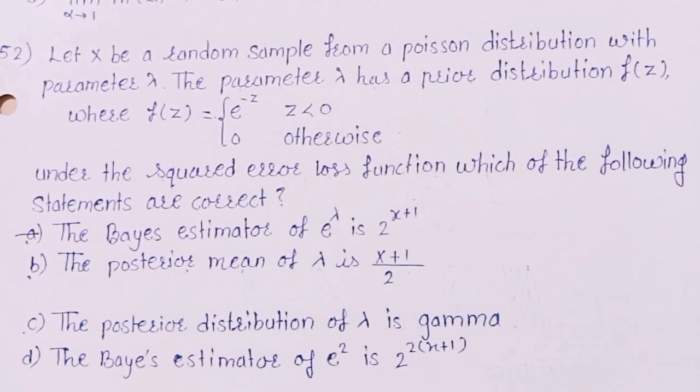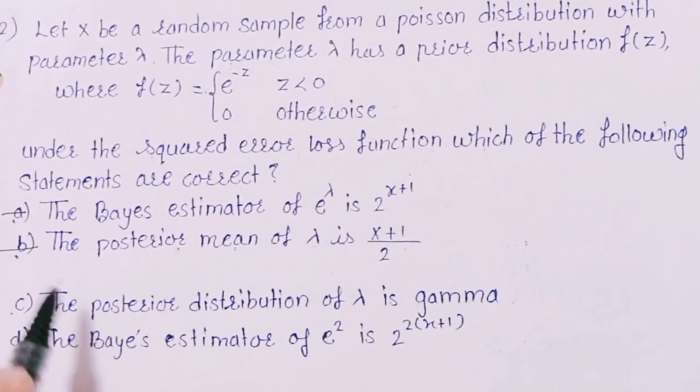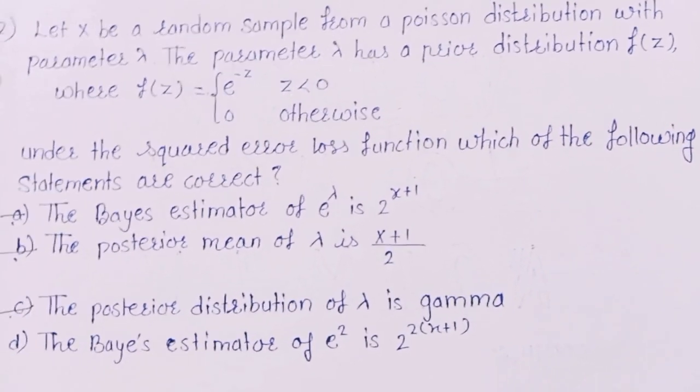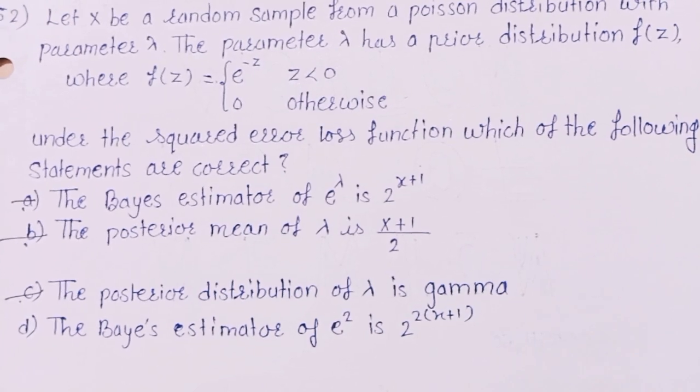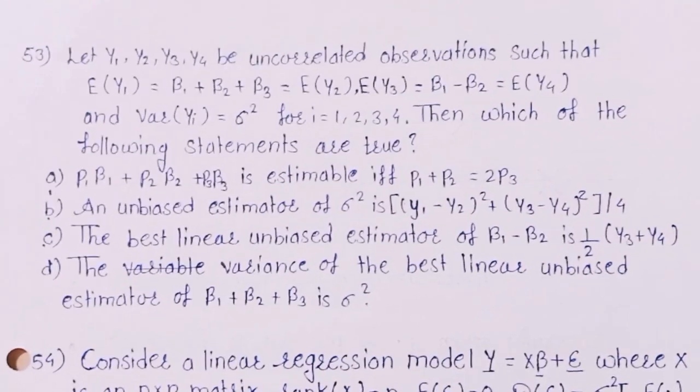A statement is correct. The Bayes estimator of e^λ is to the power x+1, and B option is correct. The mean of λ is (x+1)/2, and also C option is correct. The distribution of λ is gamma. A, B and C is a correct option.